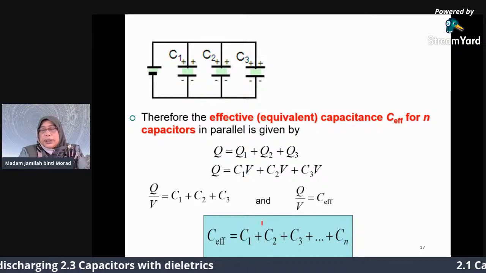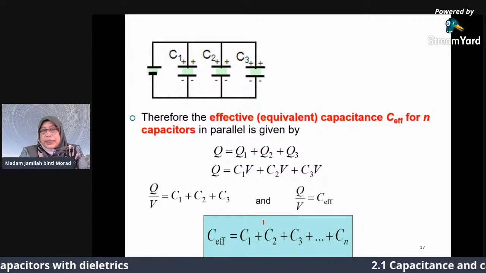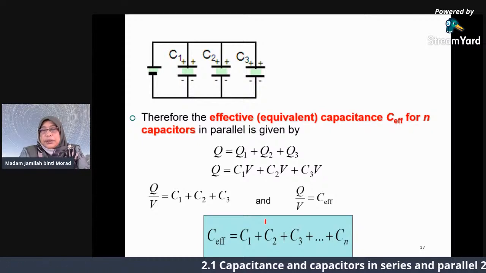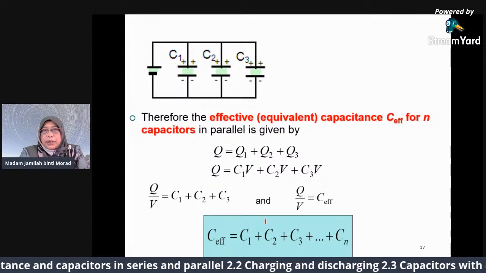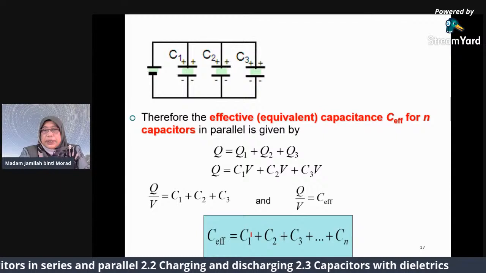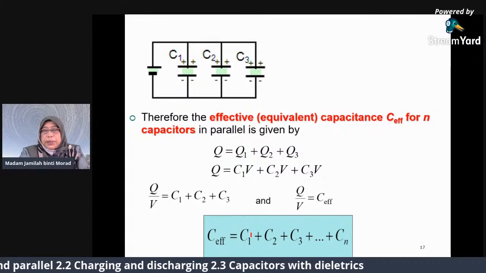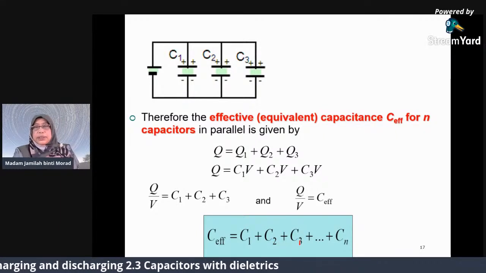Recall back in series, 1 over C effective is 1 over C1 plus 1 over C2 plus 1 over C3. But for the effective capacitance of a parallel connection, you just add the capacitance of each capacitor, C1 plus C2 plus C3, and so on.